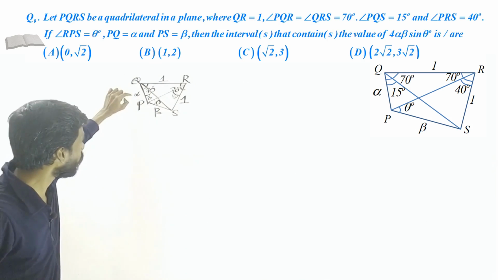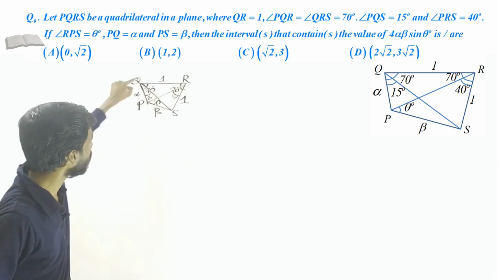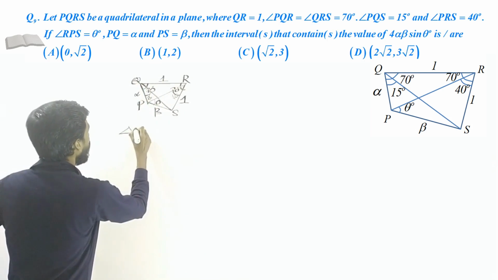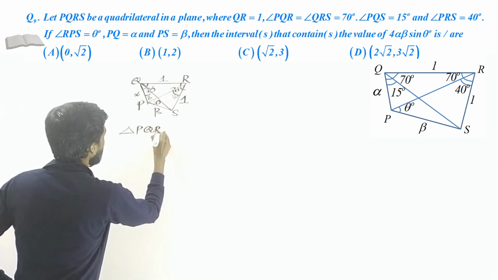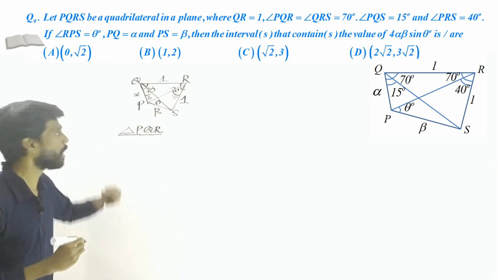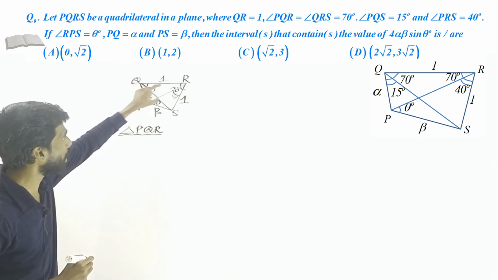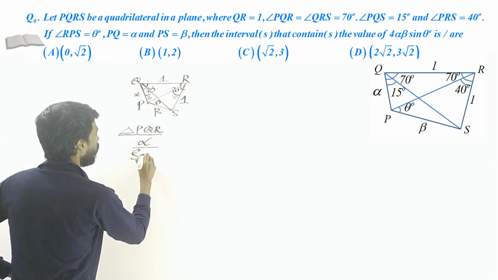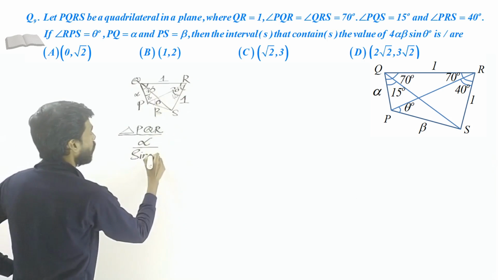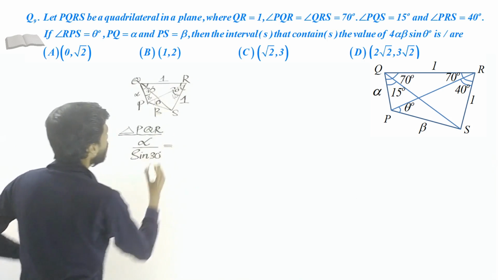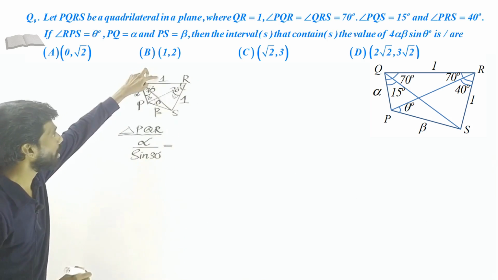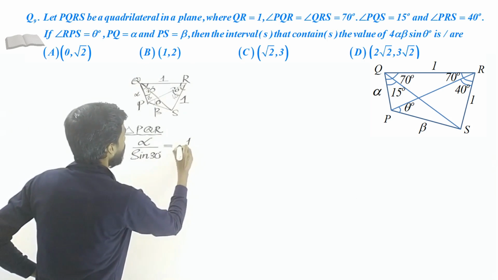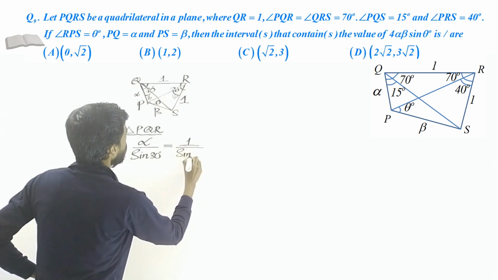We want to find alpha, so let us use this triangle. In triangle PQR, we use the sine rule. So what is the sine rule? Alpha divided by sine of this angle. That angle is 70 minus 40, that is 30 degrees. So that equals this side 1 divided by sine of the opposite angle, that is this one.